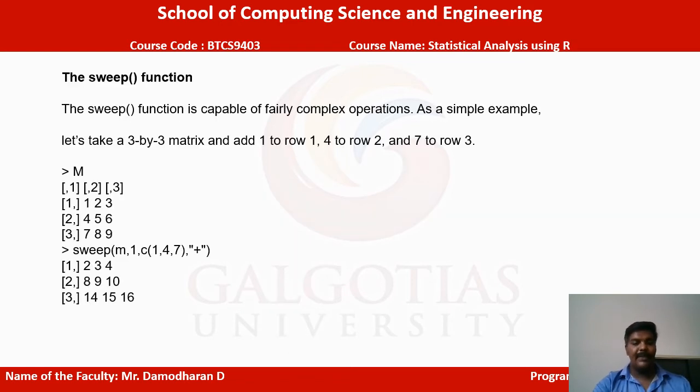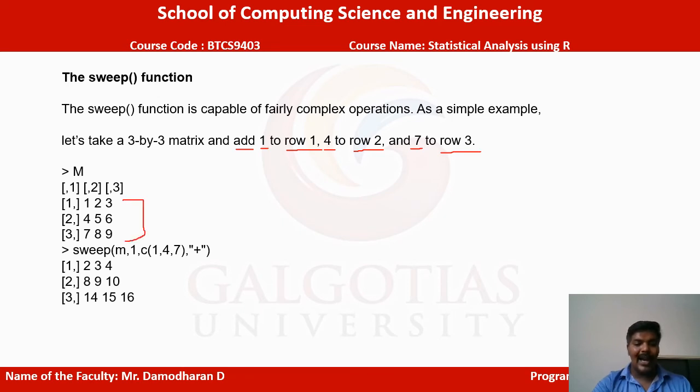The next one is the sweep function. The sweep function is capable of complex operations. We use a matrix with n rows and n columns. As a simple example, here is a 3 cross 3 matrix. We will add values to the first row, second row, and third row one by one: add 1 to row 1, 4 to row 2, 7 to row 3.